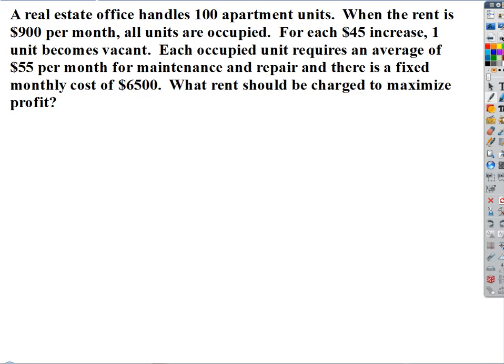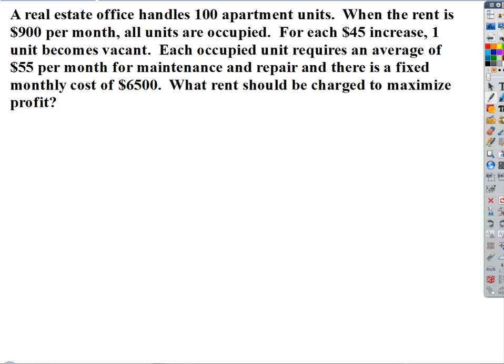So a real estate office handles 100 apartment units. When the rent is $900 per month, all units are occupied. For each $45 increase, one unit becomes vacant. Okay? Each occupied unit requires an average of $55 per month for maintenance and repair. And then there's this fixed monthly cost of $6,500. Okay? So we want to know what rent in this situation should we charge to maximize the profit.